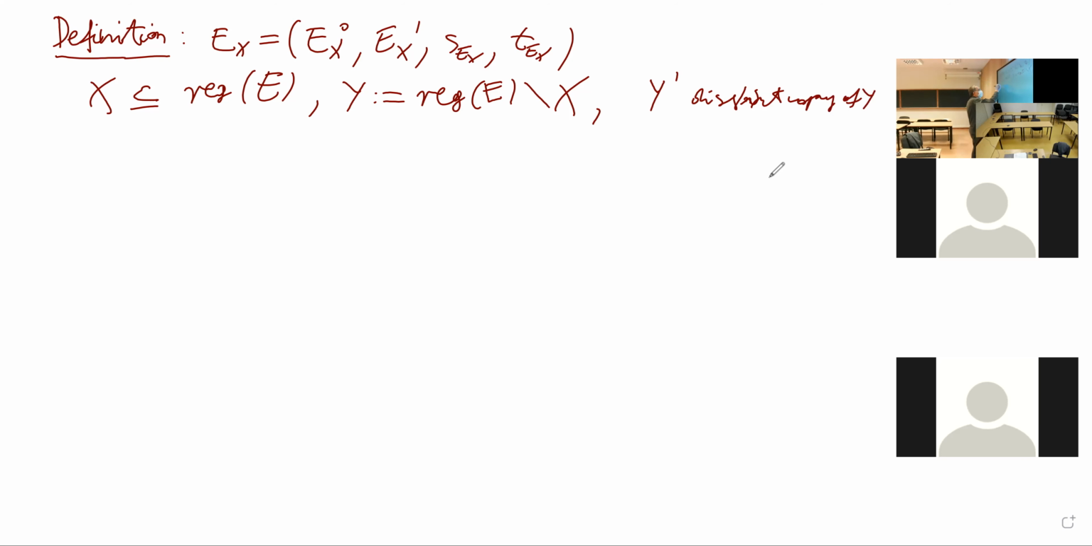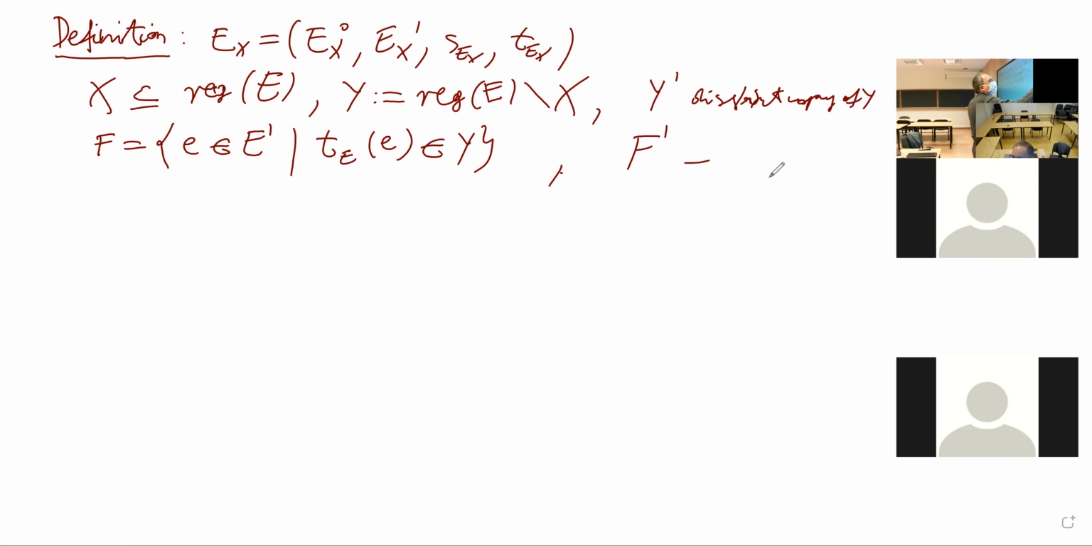And now what is important is that we have F, and this will be helpful when writing formulas. It will be shorter. So these are all edges in E1 with the property that they end in Y. And then I take F prime to be a disjoint copy of F. Okay, and now I'm ready to define, to remind you.